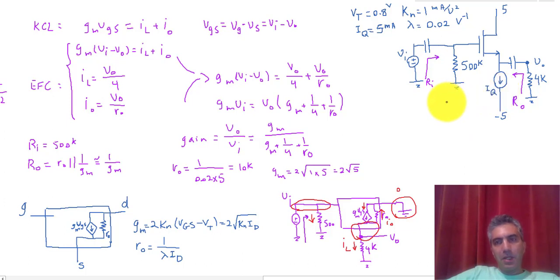Now, one thing that I want to mention here is that when you look at the gain equation, it's clear that this gain is smaller than 1, because you're dividing gm by something that is larger than gm. And that's true for all the common drain amplifiers. So in a common drain configuration, your gain is smaller than 1. So then the question becomes, why would you use a common drain amplifier?